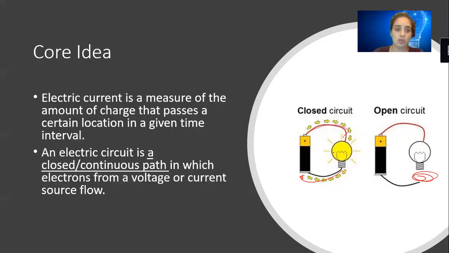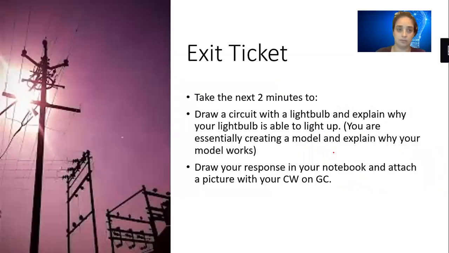So make sure to write both of these core ideas in your notebook. And you can also draw this diagram to help you reference the difference between an open and a closed circuit. Finally, our exit ticket is going to be to draw a circuit with a light bulb and explain why your light bulb is able to light. You are essentially creating a model and explaining why your model works. You're going to draw your response in your notebook and attach a picture with your classwork document onto Google Classroom.